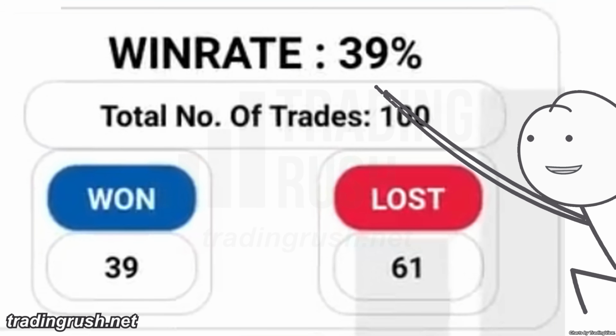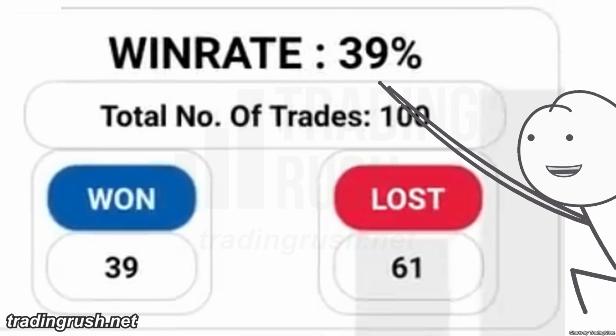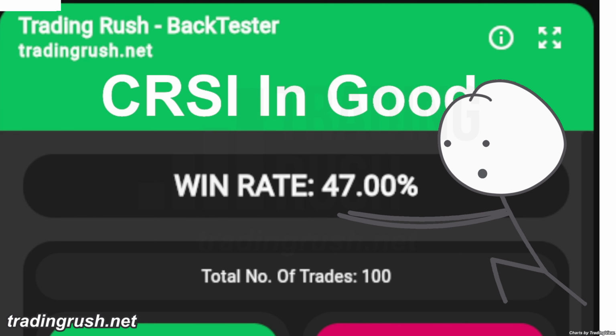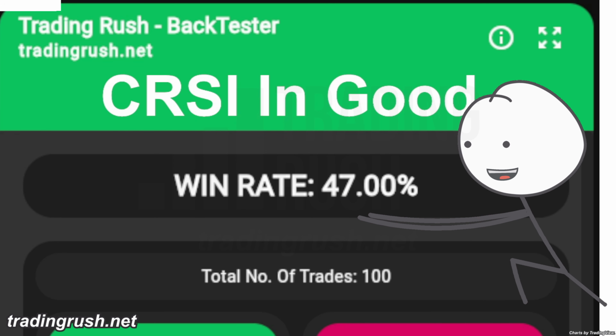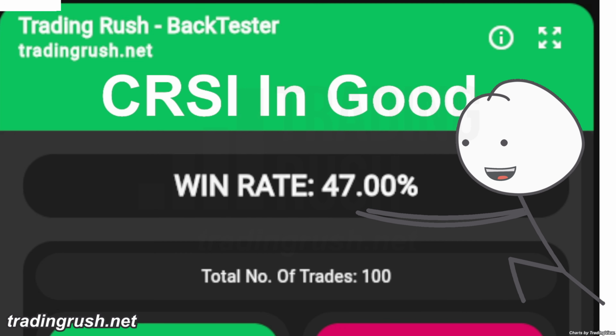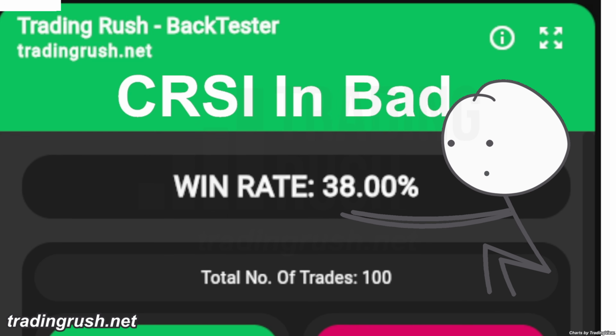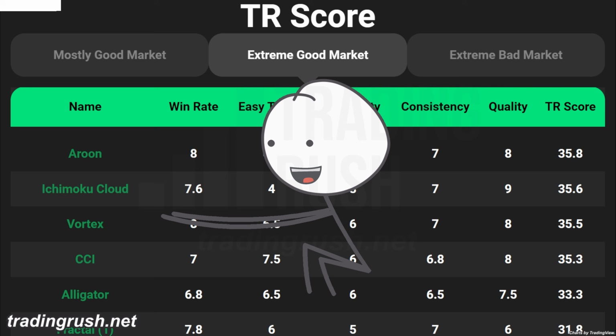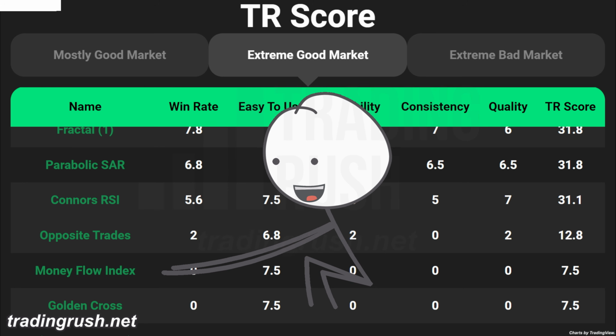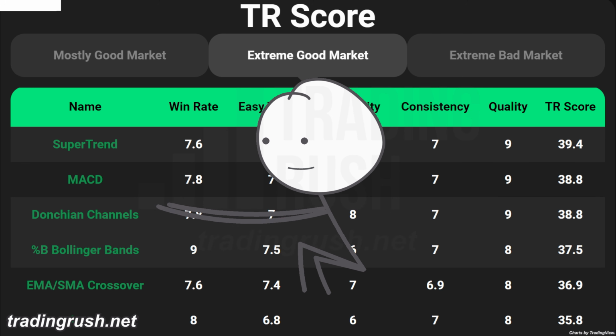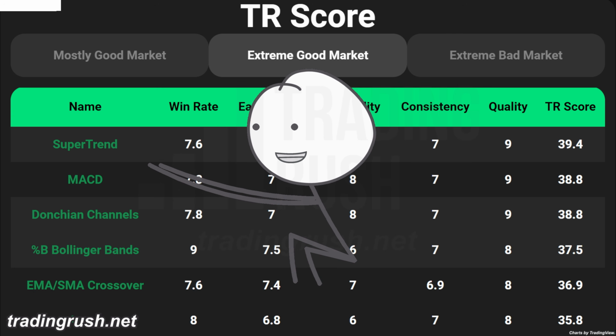So you can say in the mostly good trending market, this strategy doesn't make any money, but it also doesn't lose money. In the extremely good market, it does make money, but the win rate is low compared to other strategies. And in the extremely bad market, its profit graph slowly moves in the downward direction, with the win rate staying just below the break-even point. Instead of using this fast RSI strategy, it's better to use other strategies that performed really well when we tested them 100 times on the Trading Rush channel.